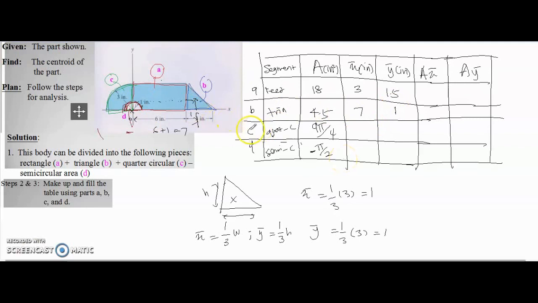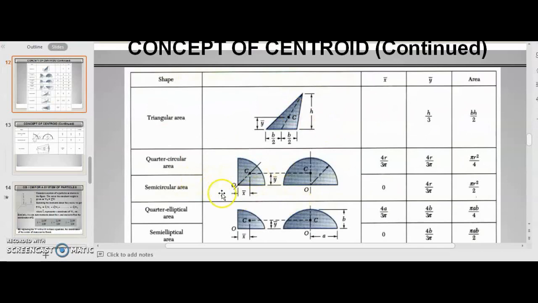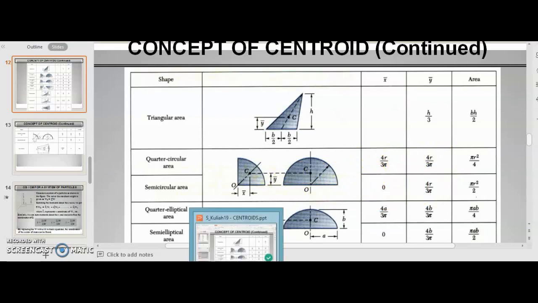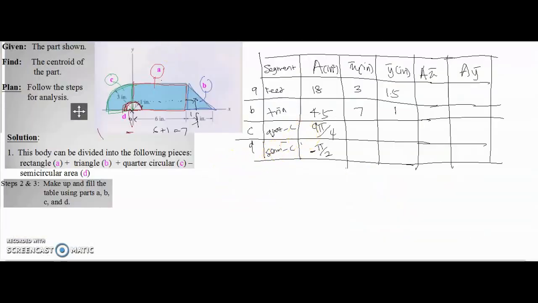Okay, the next one is the quarter circular. To find the x bar and y bar, there is a formula for quarter circular and semicircular. You can refer back once again to the previous lecture slide. So for x bar and y bar for quarter circular and semicircular, we use this equation. For the quarter circular, x bar is 4r over 3 pi. The same goes for y bar, 4r over 3 pi.